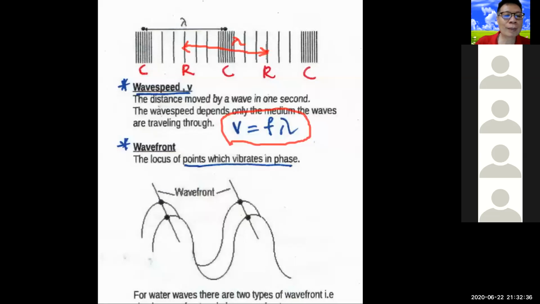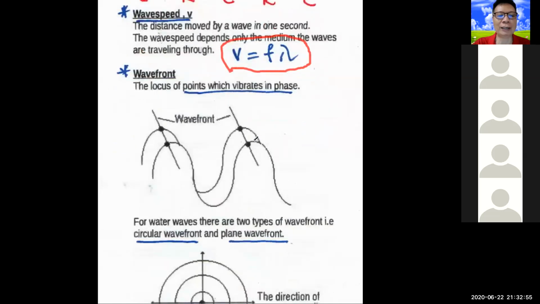That is the meaning of what we say: wave speed depends only on the medium. Actually, how fast the wave can travel depends very much on the medium. Okay, now wave speed, I want you to remember this formula: v = fλ. All right, next, wave front.